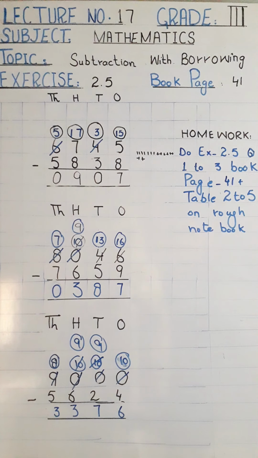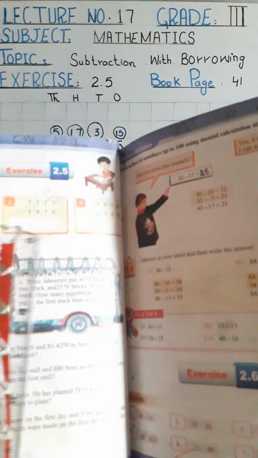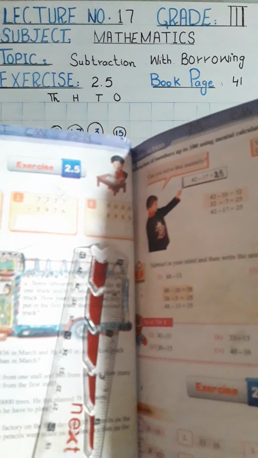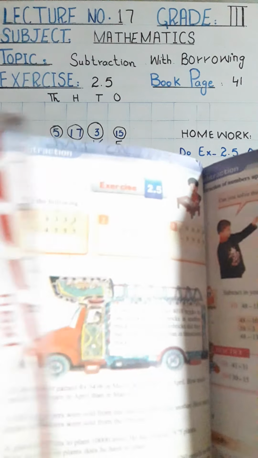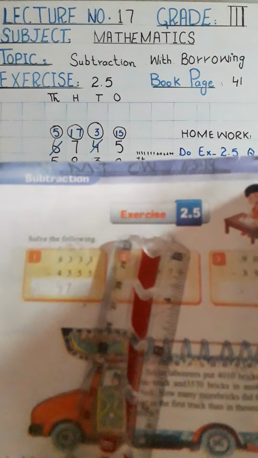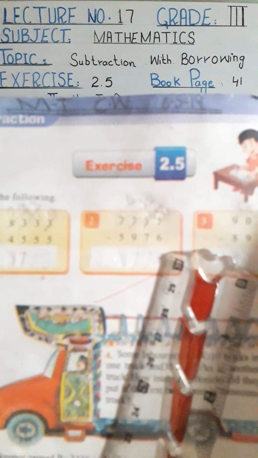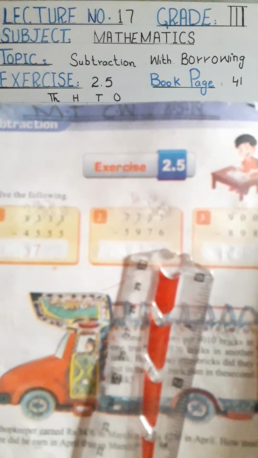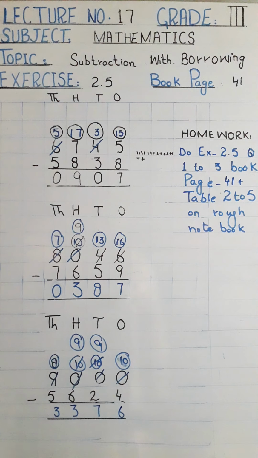Okay. Students, open your book, page number 41, exercise 2.5. You solve these 3 questions. Okay. You people solve these 3 questions in your rough notebook. Okay, copy these questions and solve them. Clear students? And you people enjoy the video and the second part. Okay.